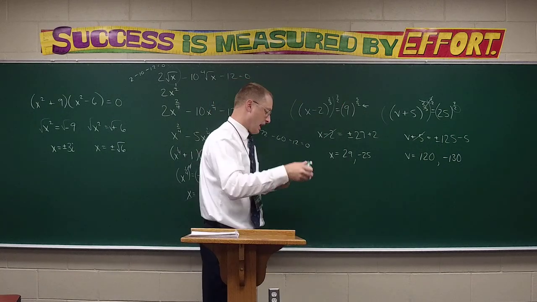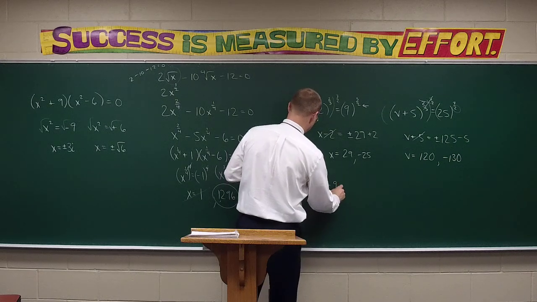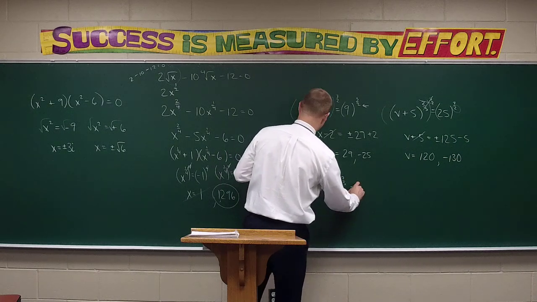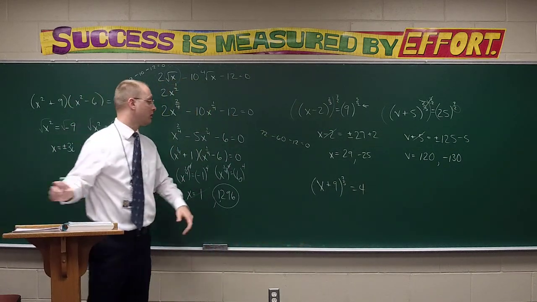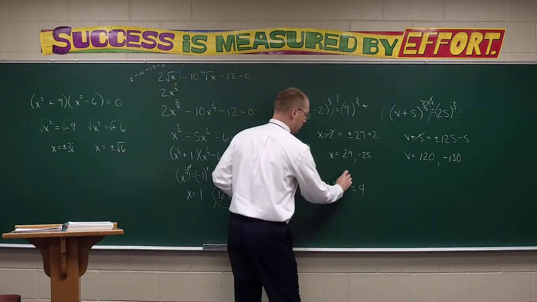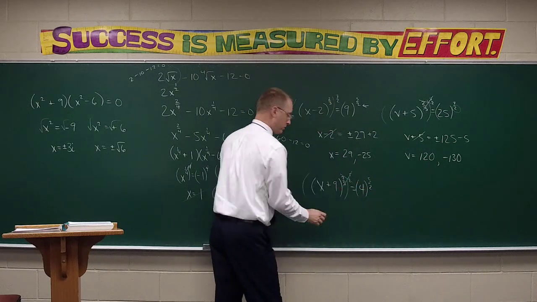Number 25, this changes it up just a little bit. We've got an x. (x + 9)^(2/5) = 4. Michael? You need to raise it to the 5/2. There we go. And again, these are going to cancel since we're using the reciprocal exponent.